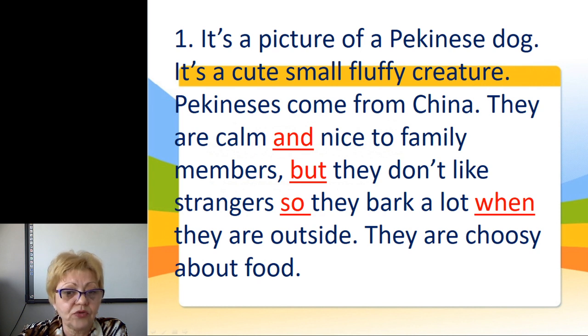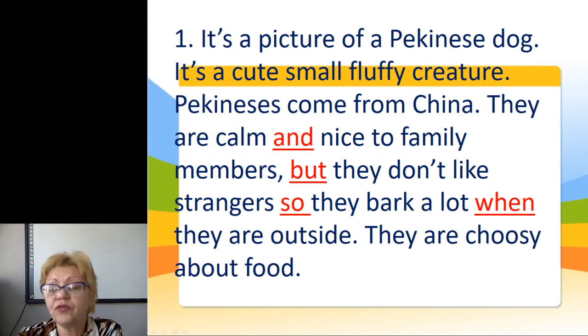Let's look at the description. It's a picture of a Pekingese dog. It's a cute, small, fluffy creature. Pekingeses come from China. They are calm and nice to family members. But they don't like strangers, so they bark a lot when they are outside. They are choosy about food.